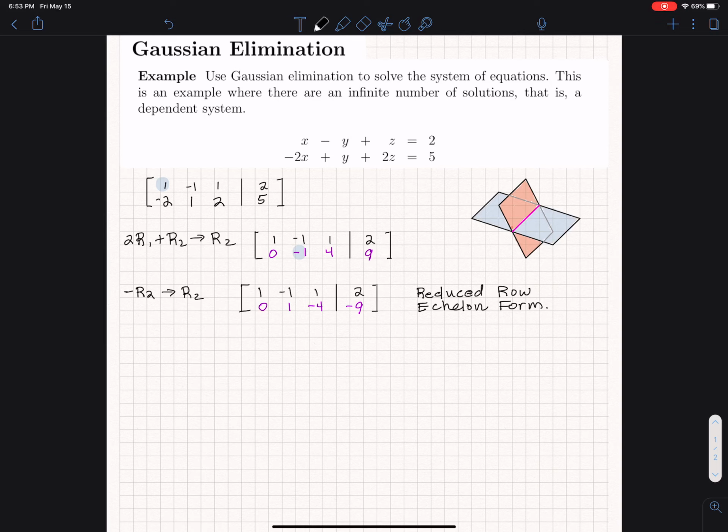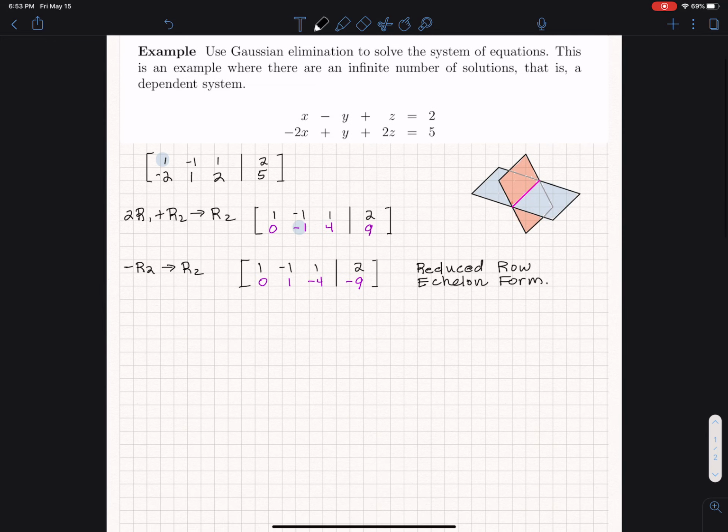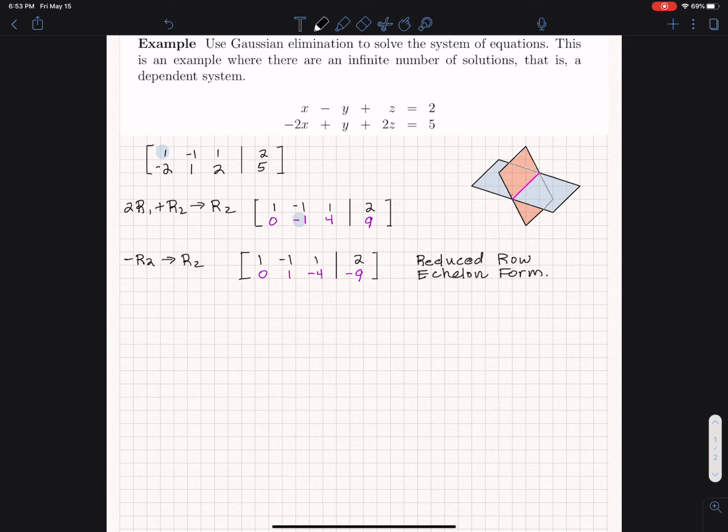All right, now there's nothing more we can do with this. We don't have another row to work on. So we now write this as a system. We're going to have x minus y plus z equals 2. That corresponds to the first row, which is what we started off with anyway. And then y minus 4z equals negative 9.